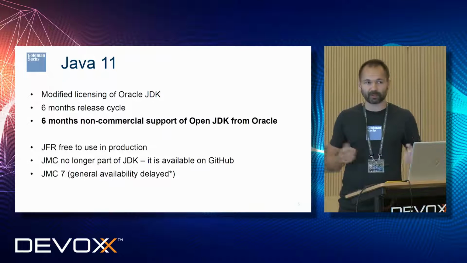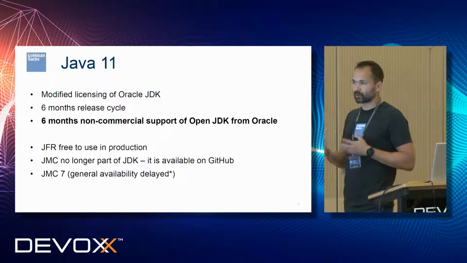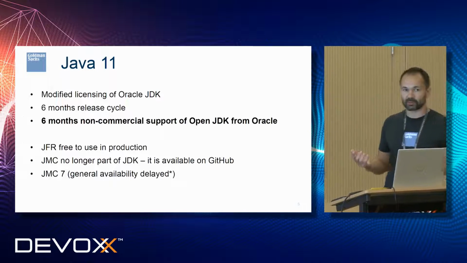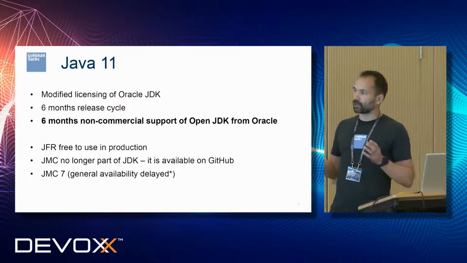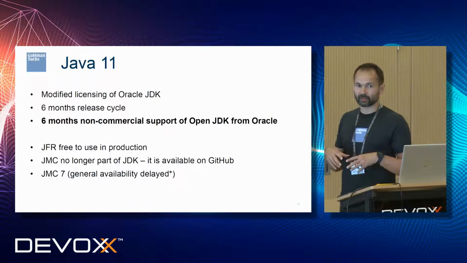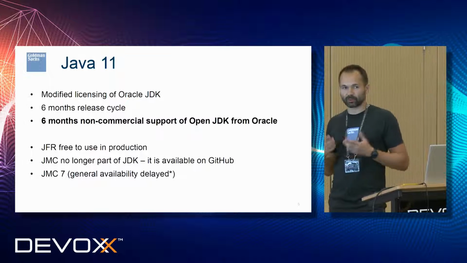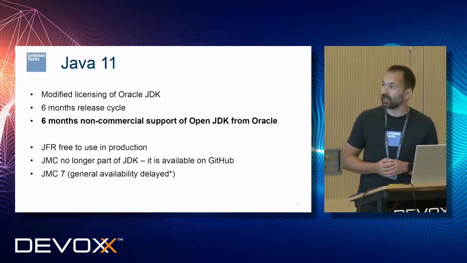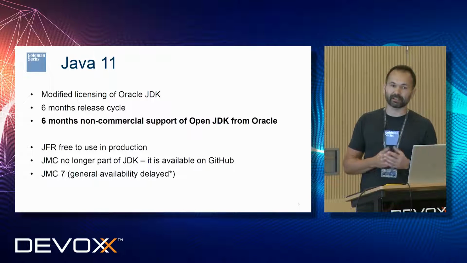You are probably familiar that now we are going to have a 6 months release cycle, and in order to make it easier to release every 6 months, OpenJDK and Oracle JDK, in a functional sense, are basically the same right now. What it also means is that JFR, Java Flight Recorder, which was a commercial add-on together with Java Mission Control, got into OpenJDK, and it was open sourced.